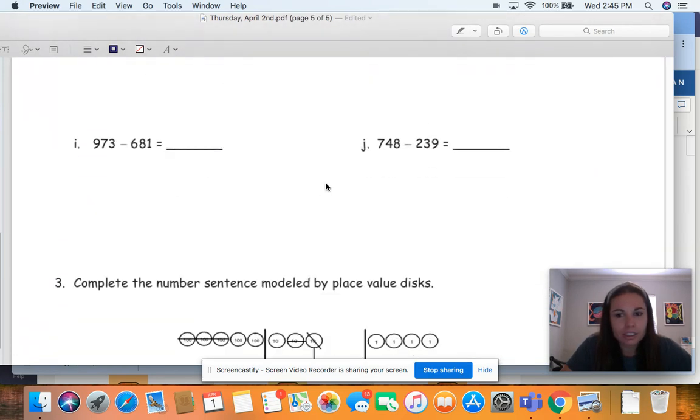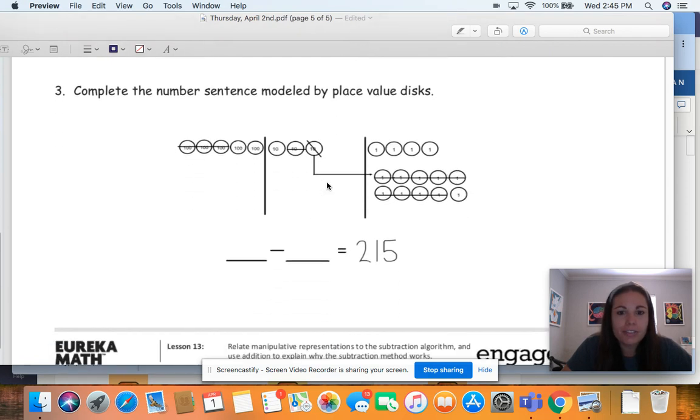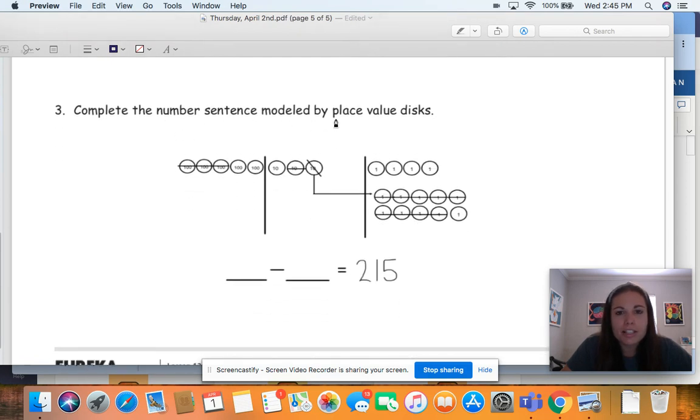More subtraction. So all subtracting 3-digit numbers. And then the very last question says, complete the number sentence modeled by the place value discs. So blank minus blank equals 215. So I want you to look at this. Here you have 1, 2, 3, 4, 5 hundreds, 3 tens, and then count up all these ones. See what number that gives you. And then all the ones that they crossed out is the number that they subtracted. Finish the subtraction sentence. So let's see if you guys can figure that out.